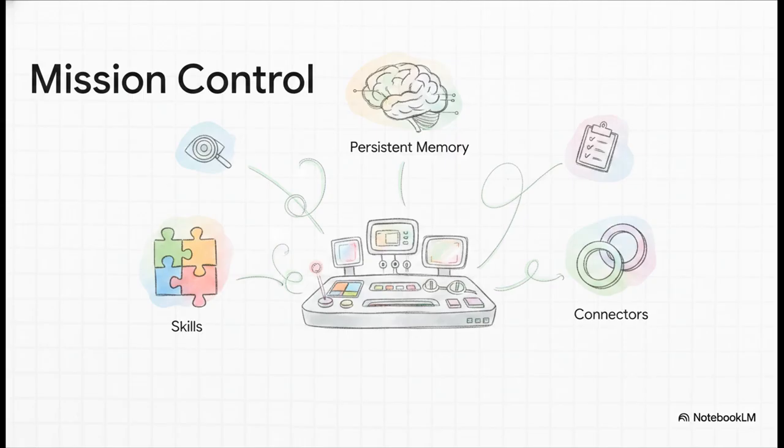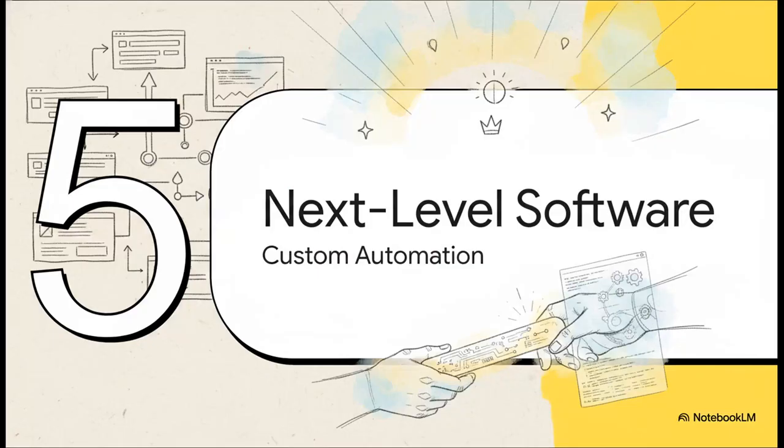By combining those skills, the connectors, and that persistent memory, you've got a fully automated ecosystem just working quietly in the background for you. It's tracking projects, updating its own memory banks autonomously, researching new opportunities, and constantly checking to make sure everything aligns with your daily goals. Moving to Section 5, Next Level Custom Software, Passing the Baton.